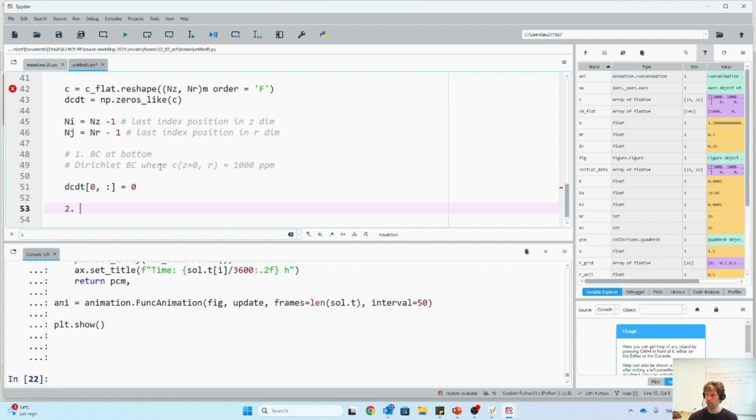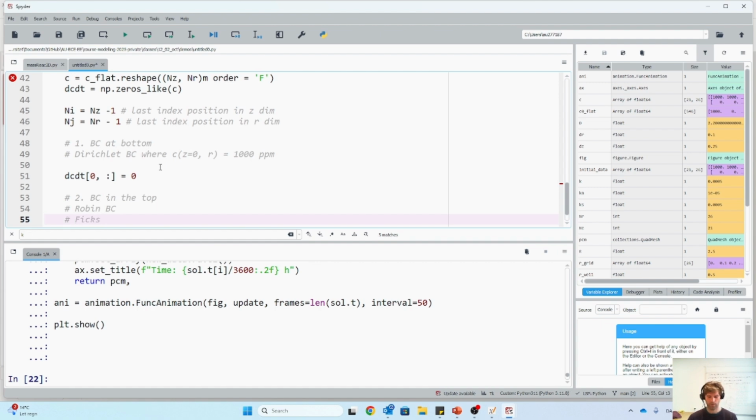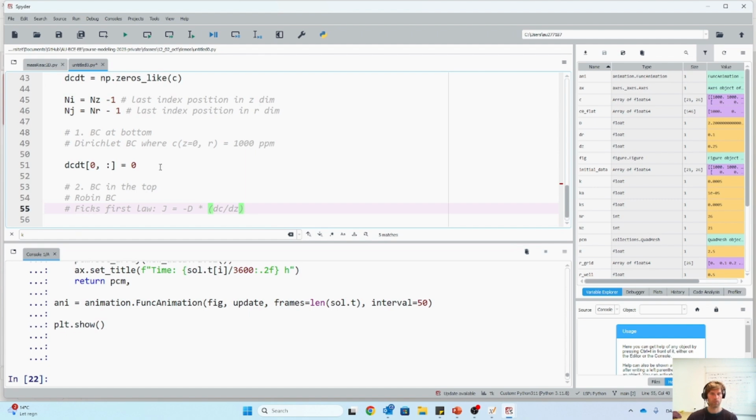So the second thing we have to handle is the dC in the top. And that is the convection loss of hydrogen sulfide by convection to the bulk air, and this would be a Robin boundary condition. And here we have to use Fick's first law, which says that the flux is equal to the negative diffusion coefficient times the gradient of concentration over space, like this.